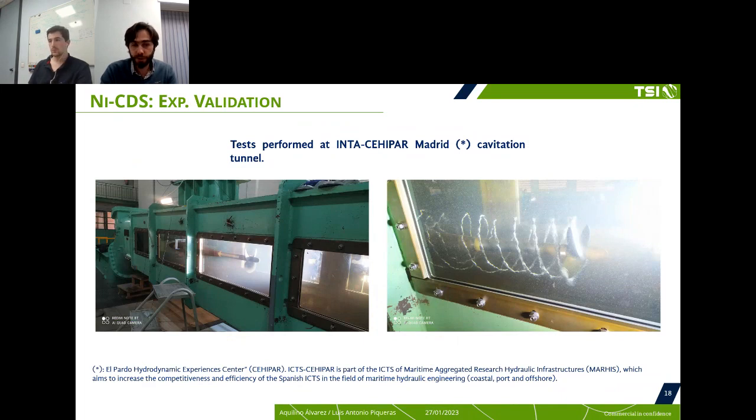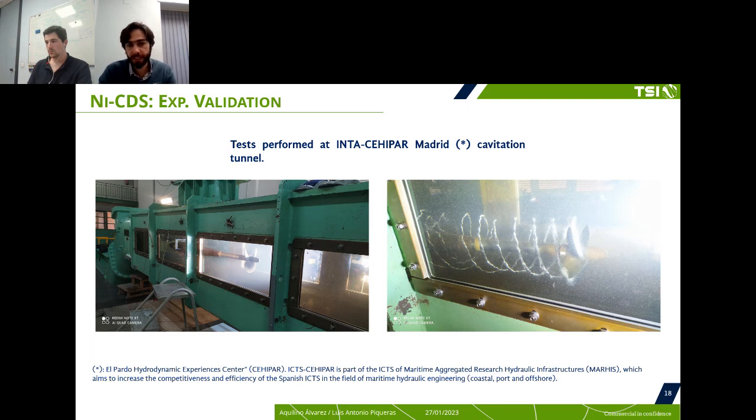So you may wonder if we have actually proved this system in different situations. The first experimental validation we performed with our system was at CEIPAR, which is a research institution mostly dedicated to marine studies. They have a cavitation tunnel in which we made the first experimental validation of our system.